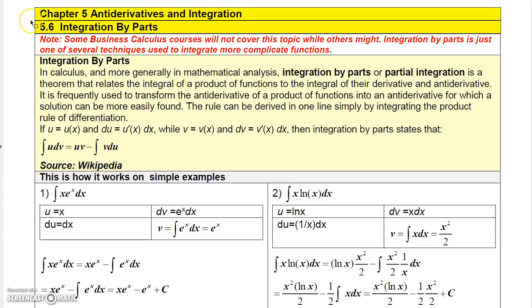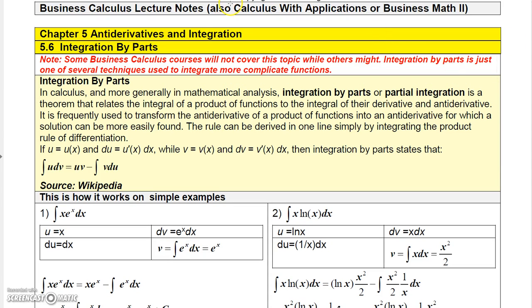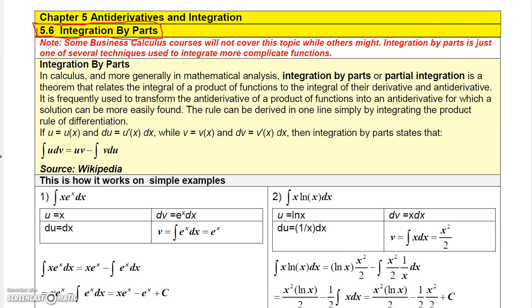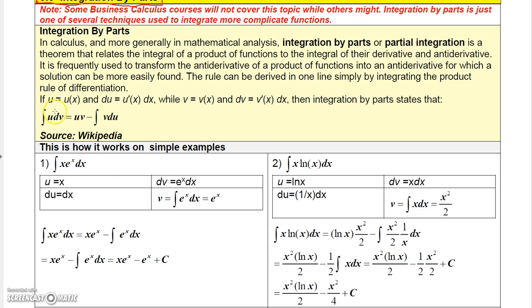In calculus courses, if you take more calculus courses, you'll learn that there are actually many ways to integrate functions, and we just touched the tip of the iceberg on integration. There are several different types of integration that you can do, but one of the first types we talk about is integration by parts. And basically it goes like this.